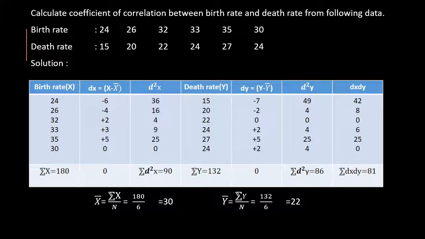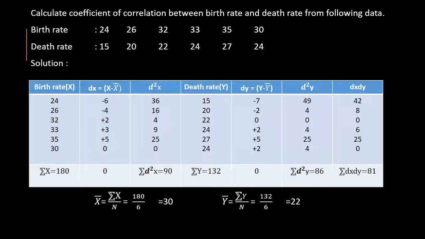In the first column, the birth rate X series, sigma X, that is the sum of all the observations in the X series, is equal to 180. And to find the mean, the sum of the X series observations is divided by the number of observations in the X series, that is 180 divided by 6 is equal to 30. So the mean of X is equal to 30. Now the deviation of X, taken in the second column, is calculated as X minus mean of X, that is 24 minus 30, 26 minus 30, and the sum of deviation of X is equal to 0.